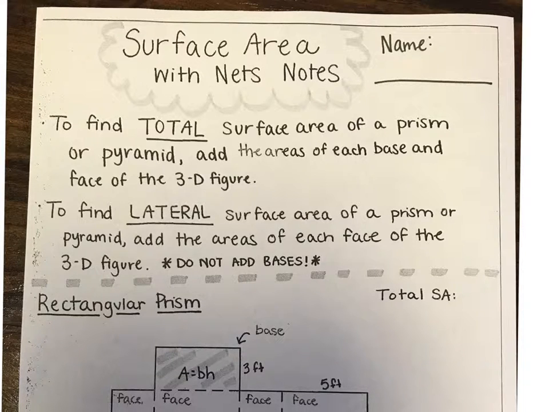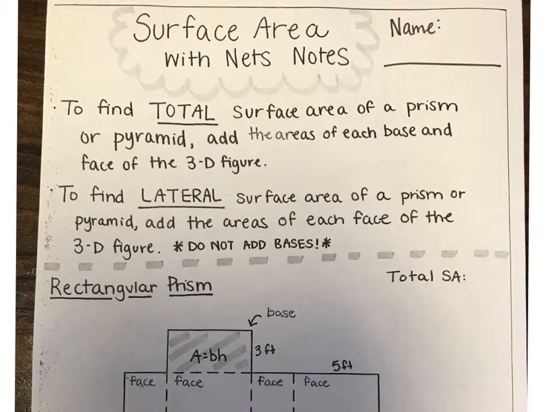Okay, so looking at this. Last week we talked all about total surface area. This week we're going to add in lateral surface area, and there is one slight difference. Total is every piece of your 3D shape. Lateral surface area is the surface area of a prism or pyramid: add the areas of each face of the 3D figure, but not the bases. So you just do the faces of the 3D figure.